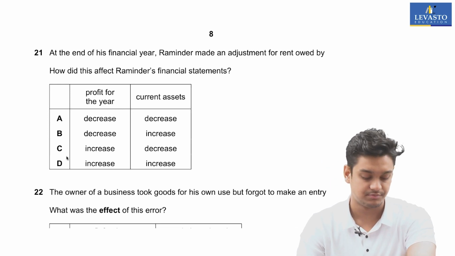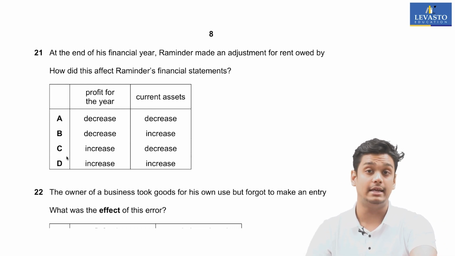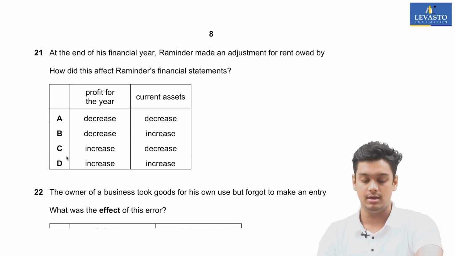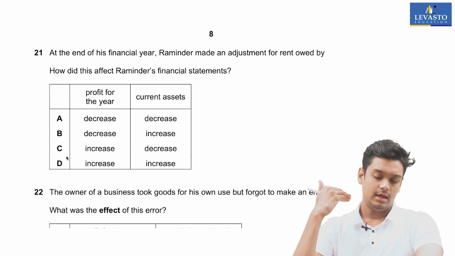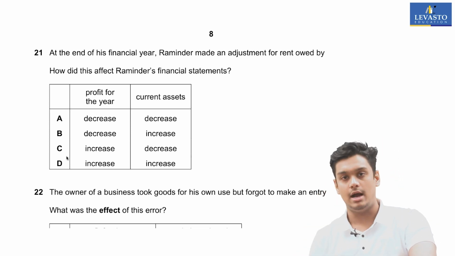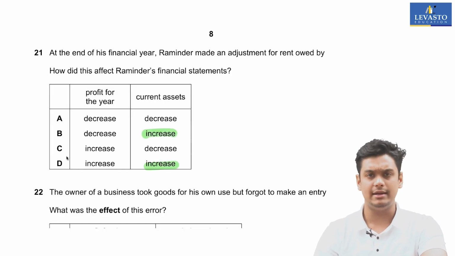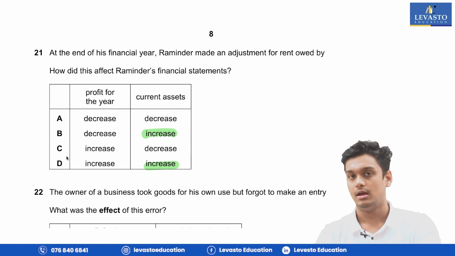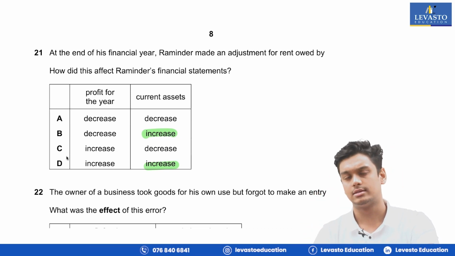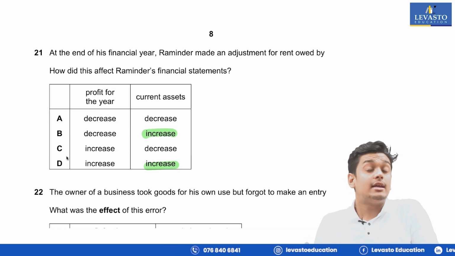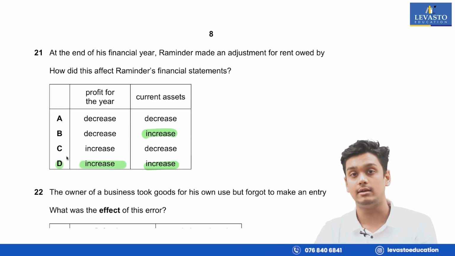21st MCQ. At the end of the financial year, Raminder made an adjustment for rent owed by tenant. So it's not a rent expense, it's a rent income here. How did this affect Raminder's financial statements? Now, accrued income is an asset for the business. Assets will increase. At the same time, accruals you add, prepayments you minus. You know that, no? If I am adding these accruals, I am going to increase my income further. If I increase my income further, my profit is also going to increase. Overall answer, both will increase. Answer is D.